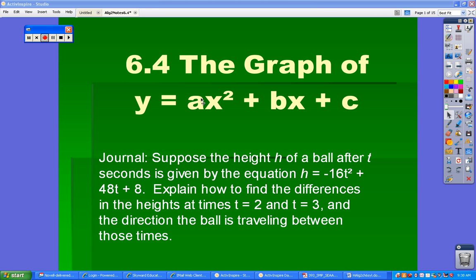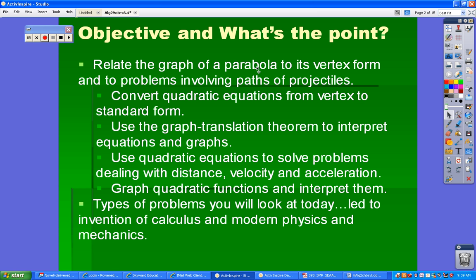These are your notes for section 6.4, and we're going to talk about the graph of ax squared plus bx plus c today, which is also called the standard form of a quadratic. Here's a journal choice for you. And here we go. The objective and what's the point?